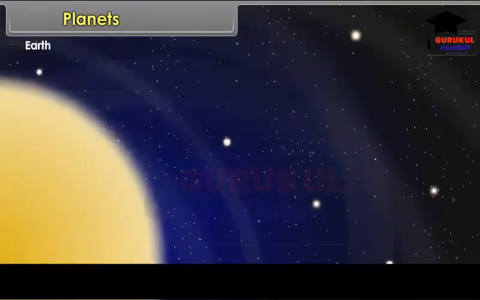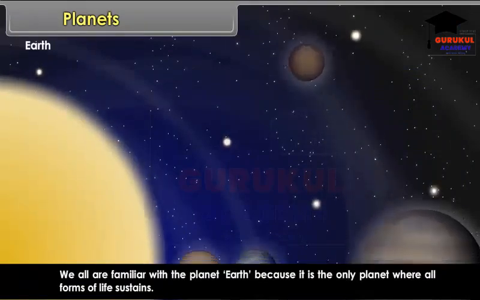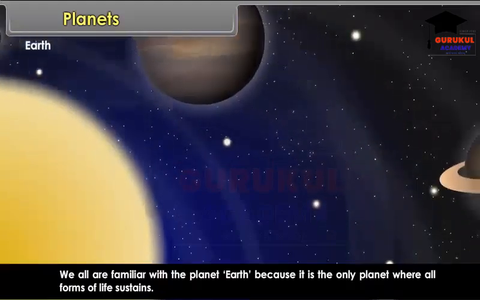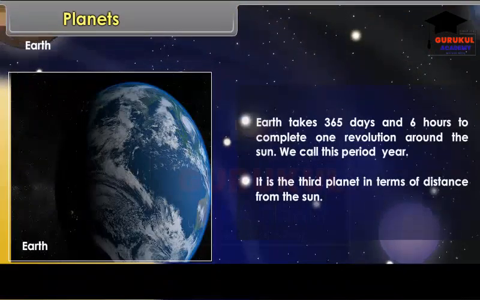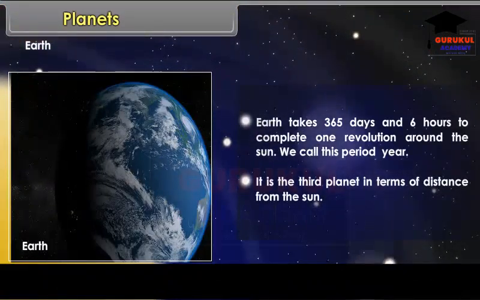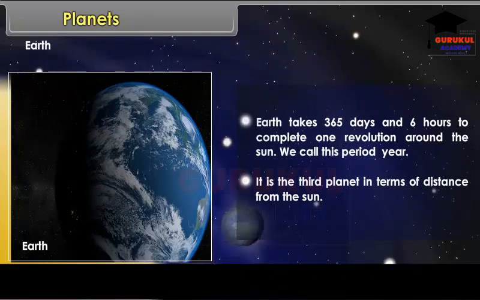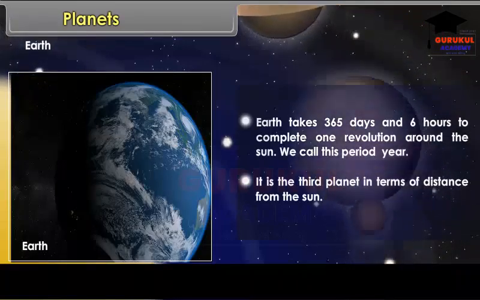Earth. We all are familiar with the planet Earth because it is the only planet where all forms of life sustain. Earth takes 365 days and 6 hours to complete one revolution around the Sun. We call this period a year. It is the third planet in terms of distance from the Sun.